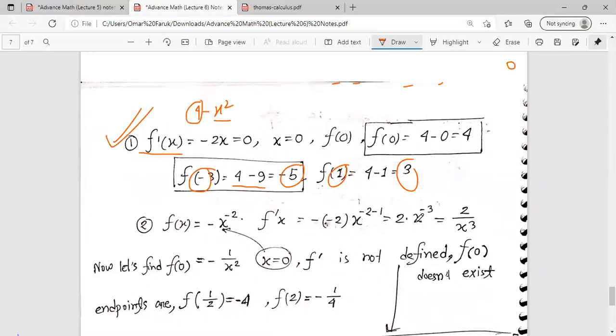So you can see the highest value here is 4 and the lowest value is minus 5. So these two are our solution, or these two are our global extrema.